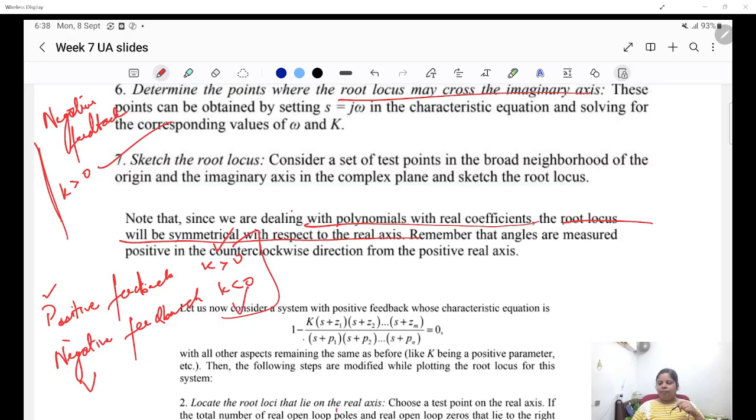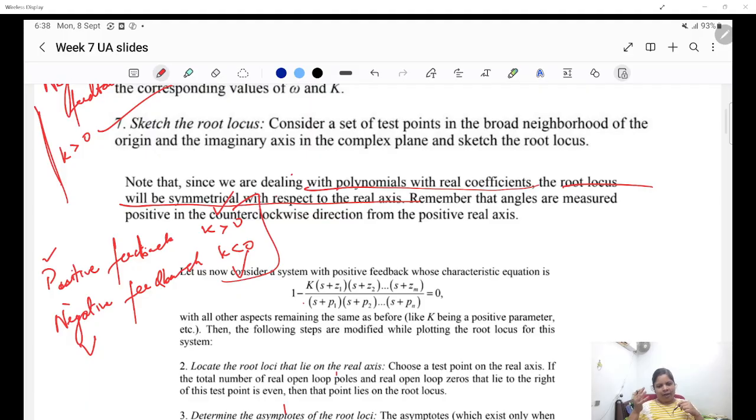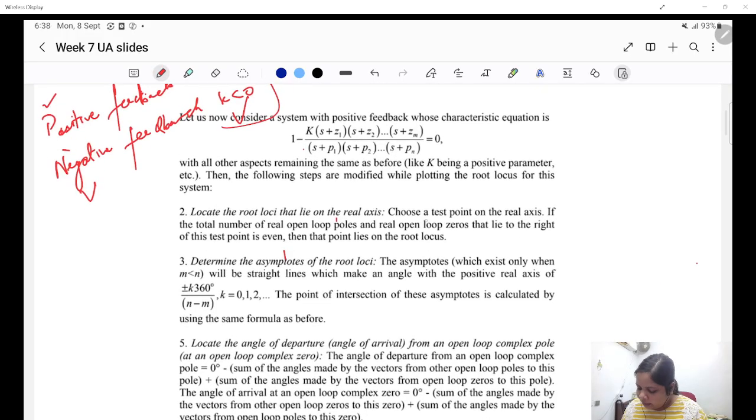If one of the things changes, then there are some changes in the rules that we have to observe. The most important rule that we need to see is the test point one, where we wanted to locate where the root locus is lying on the real axis. So we used to find a test point, right? In the earlier cases, we said that if there is a test point, then the number of poles and zeros on the real axis, if you add all of them, should be odd to the right of the test point, then the root locus lies on that region.